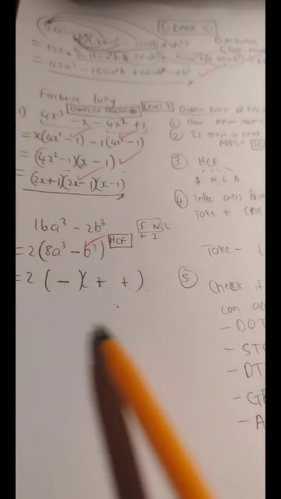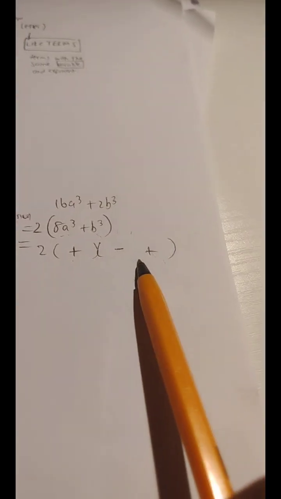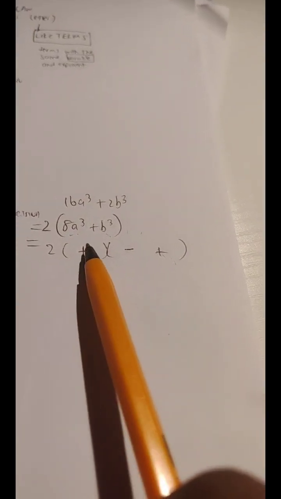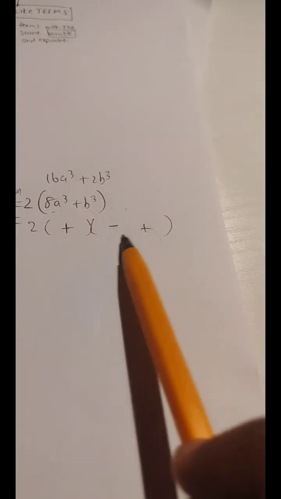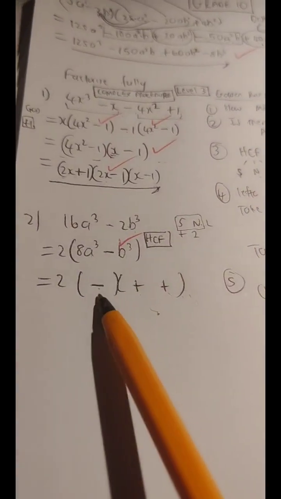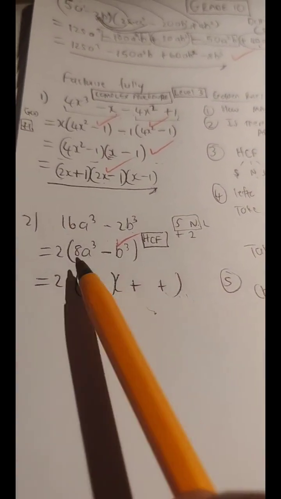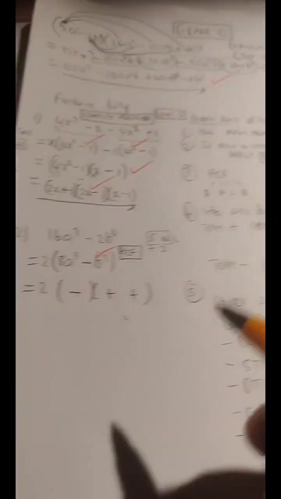Then everything else that we do is the same for both. The only thing we need to always sort out is to just sort out the signs. So if it's a sum, it's plus minus plus. If it's a difference, it's minus plus plus. Now the rest is the same.